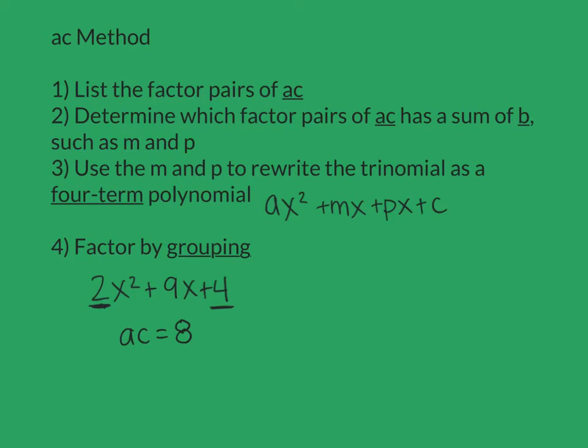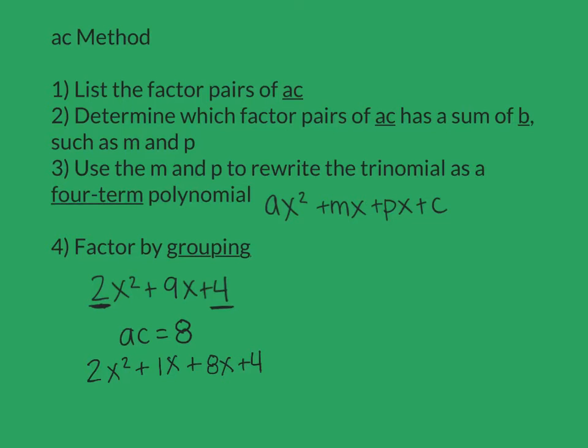And then step 3, I will use the M and P to rewrite the trinomial as a 4-term polynomial. So instead of 9, I can break this apart into 1 plus 8. So I'm going to rewrite the trinomial, 2x squared, but now instead of 9x, I'm going to split it up into 1x plus 8x, and then plus 4.